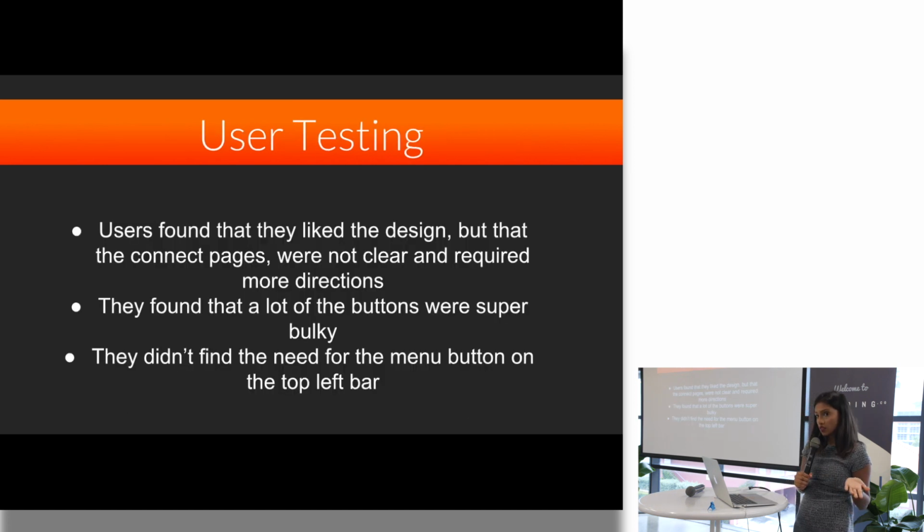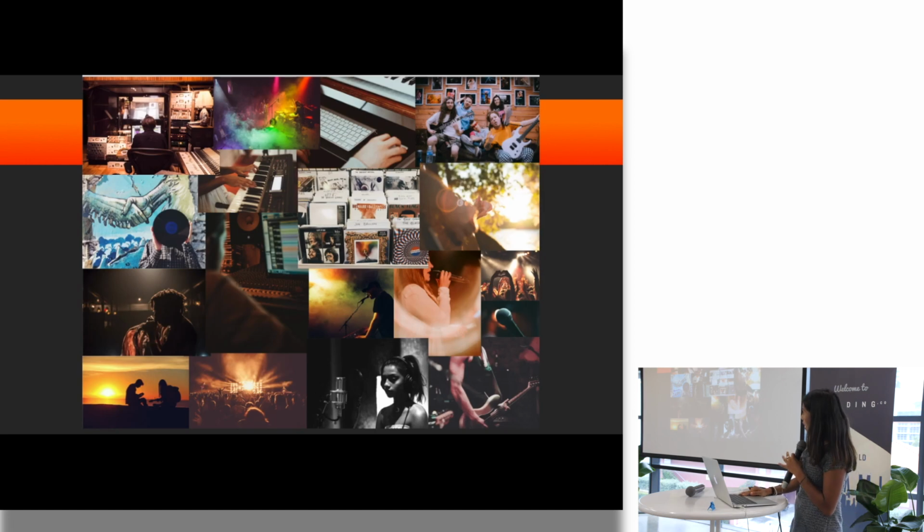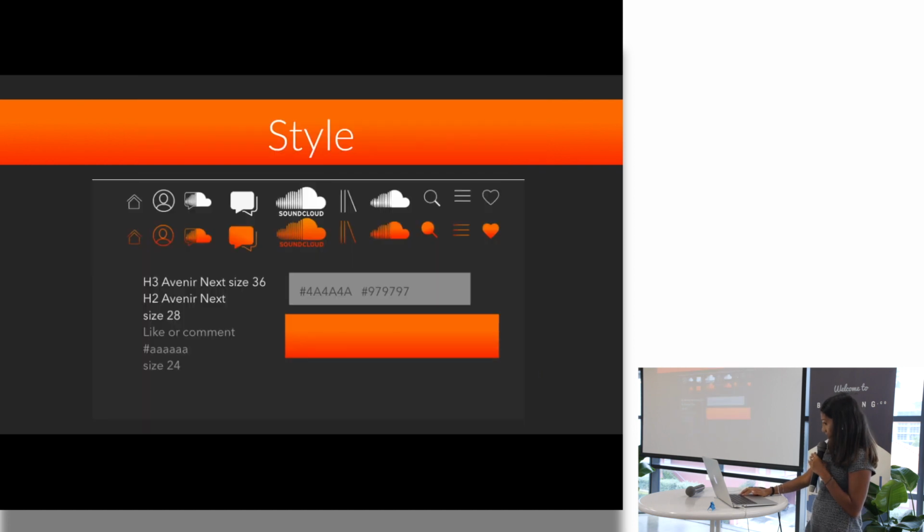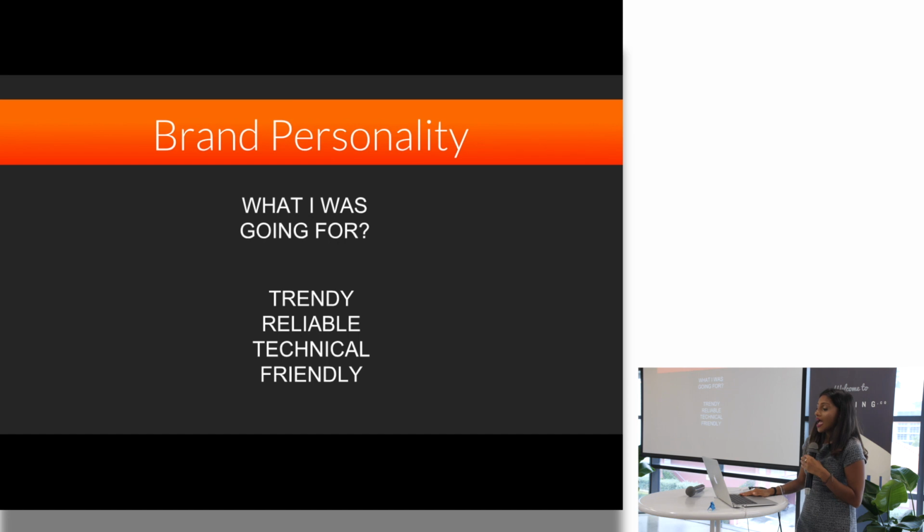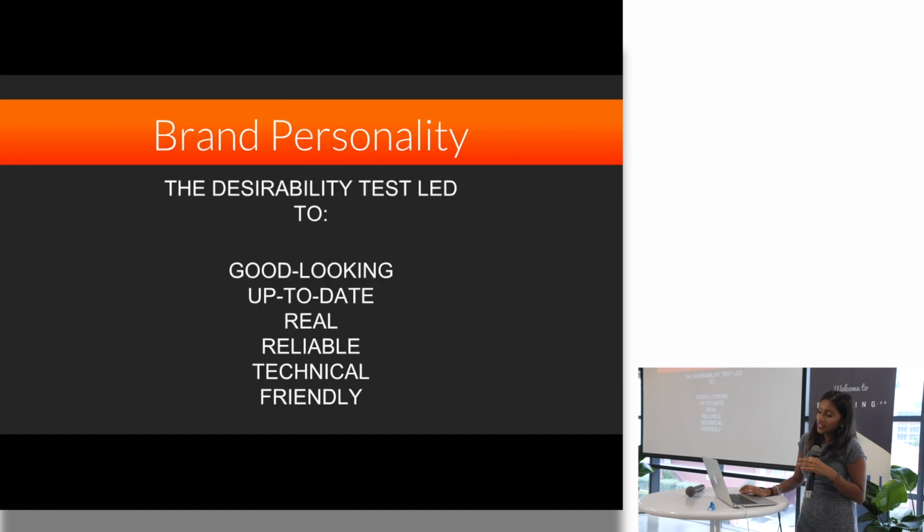Then from testing my mid-fidelity, I found that users liked the design, but that the connect pages were not clear and required more directions. Here's my mood board for the high fidelity prototype, and the style guide and style tile with the different typography and icons and such. The brand personality I was going for was trendy, reliable, technical, and friendly. And the desirability test led to people saying that they thought it was good looking, up to date, real, reliable, technical, friendly, all good things.